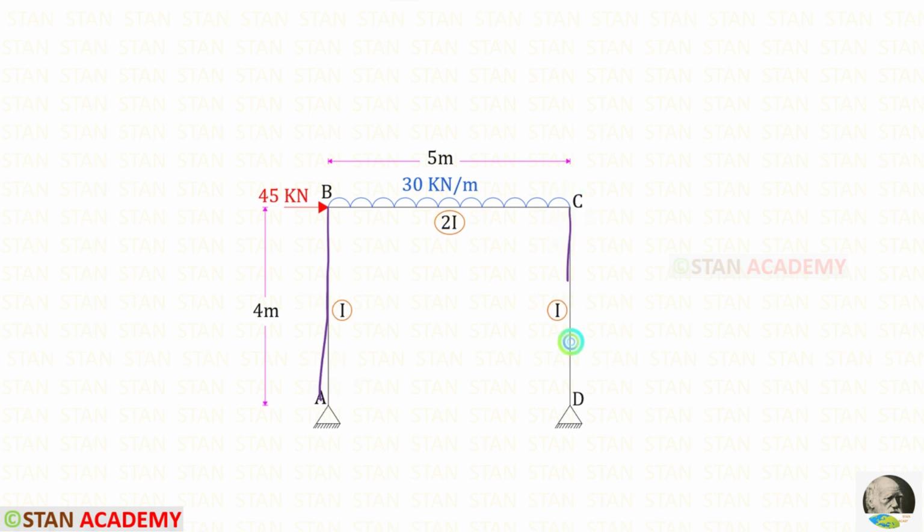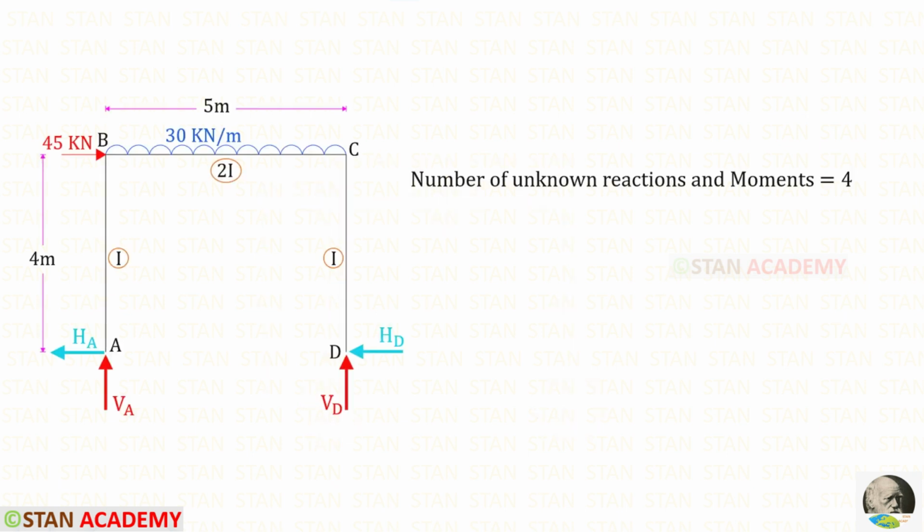For the columns, the moment of inertia is I, and for the beam it is 2I. At points A and D, there are hinged supports. In this frame, the number of unknown reactions and moments is 4. At point A, we have the horizontal reaction HA and the vertical reaction VA. And at point D, we have the horizontal reaction HD and the vertical reaction VD. So the total number is 4.